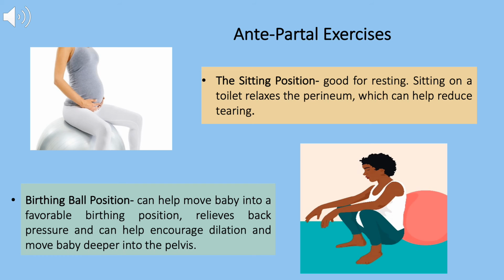The sitting position. Good for resting. Sitting on the toilet relaxes the perineum, which can help to reduce tearing. Next, birthing ball position. Can help move baby into favorable birthing position, relieves back pressure, and can help encourage dilation and move baby deeper into the pelvis. Next slide.